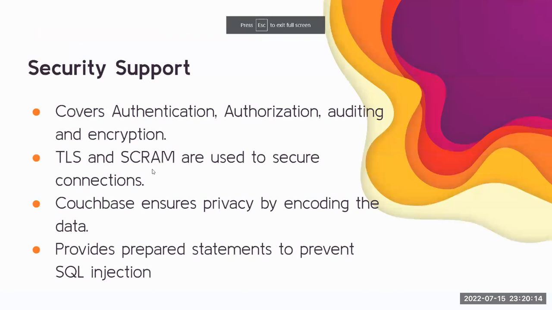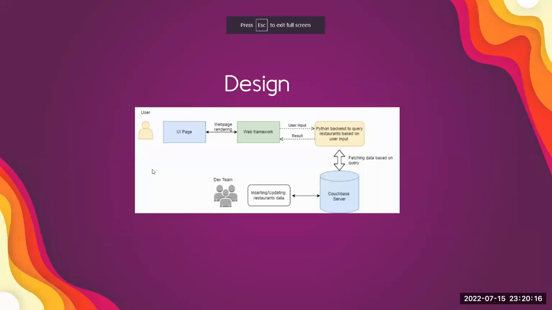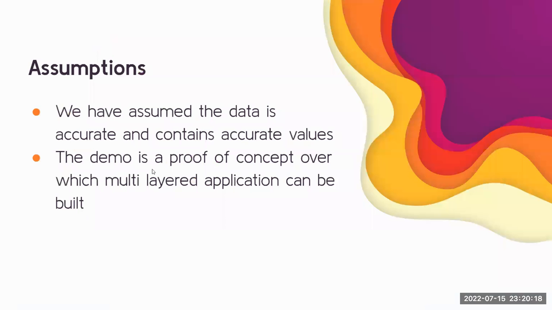So yeah, moving on to the assumptions which we made. One of the assumptions was that all the data which we use is accurate. If we get a record for a restaurant in Philadelphia, we are assuming that the data is correct and it contains accurate values. And secondly, the demo is a proof of concept, over which multi-layered applications can be built.